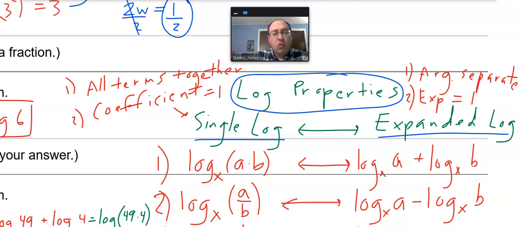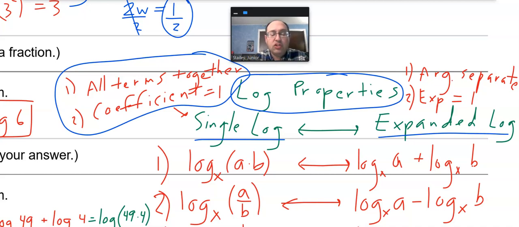Anyway, what's the rule? How do we determine what's a single logarithm? Well, number one, all the terms are together. The second thing is that the coefficient, the number in front, the multiplier in front of a logarithm, is a 1. Those are the criteria for having a single logarithm. Now, what's an expanded logarithm? Well, that means that all the arguments are separated, and we'll talk more about that in a minute. And the arguments all have an exponent of 1, which will make more sense in a little bit.